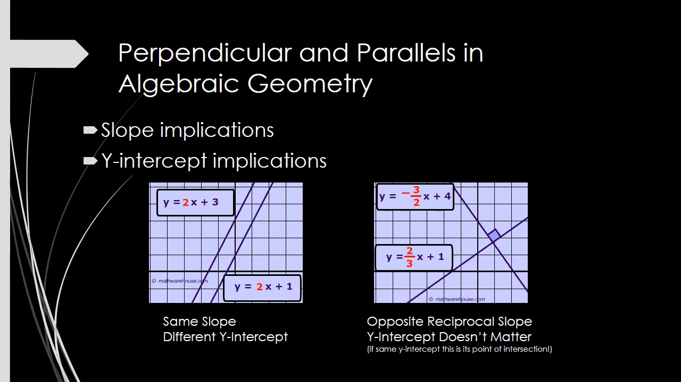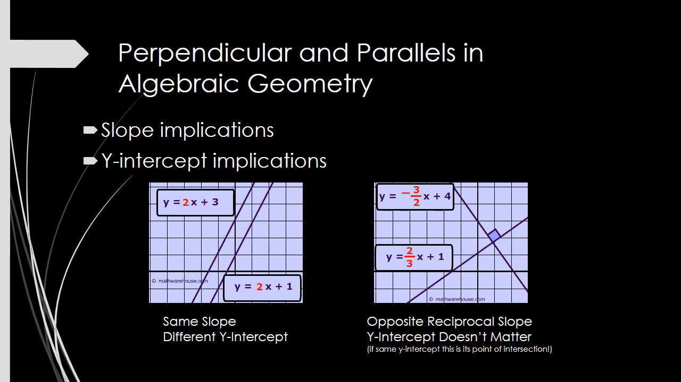Now we come to perpendiculars and parallels in algebraic geometry. What we're going to see is whenever you graph an equation, when there is an intersection or no intersection of two sets of equations that are graphed, then we have certain situations. Parallels are when there is no intersection. We will find that they have the same slope but different y-intercepts within their equations.